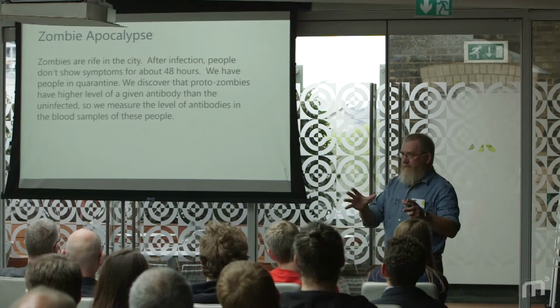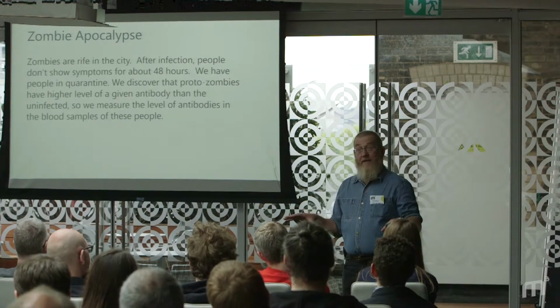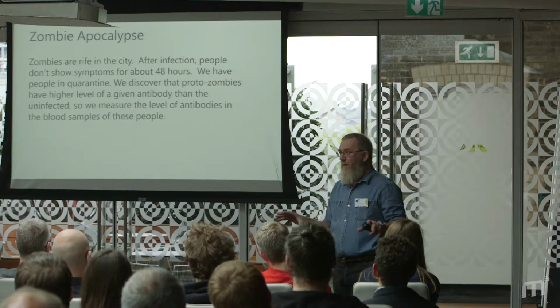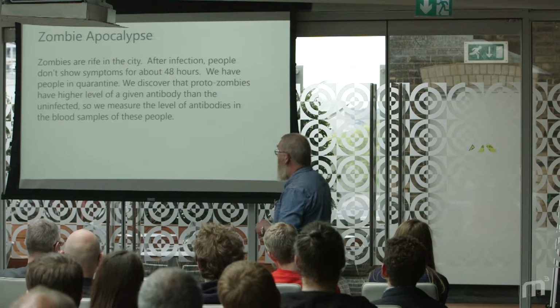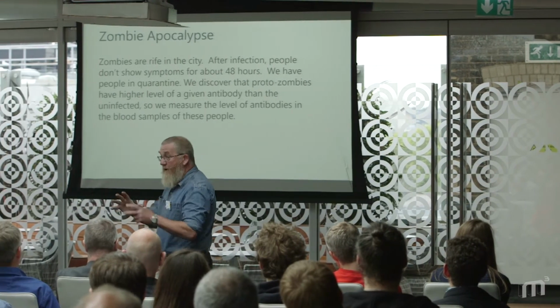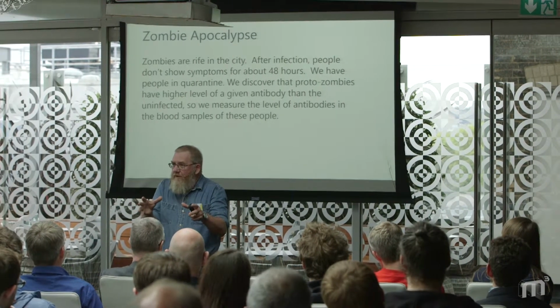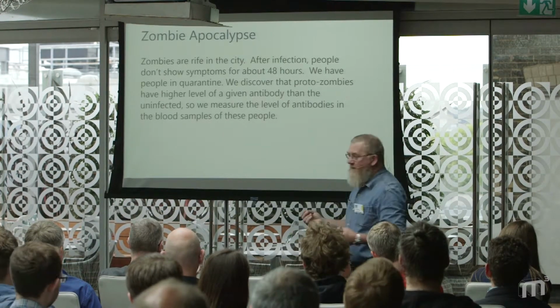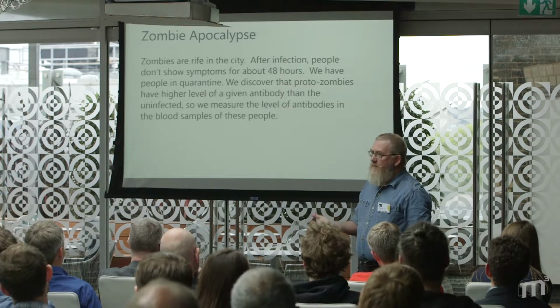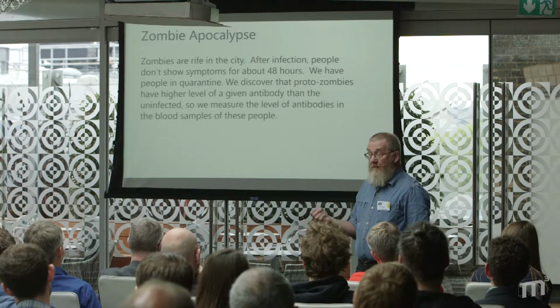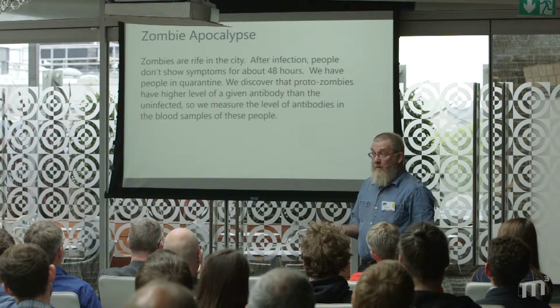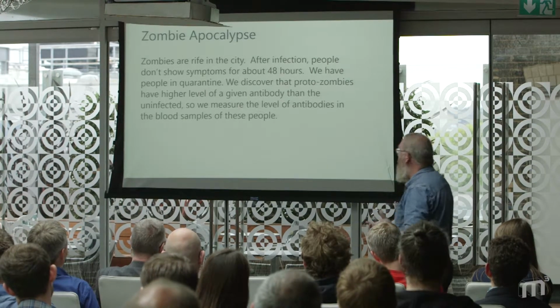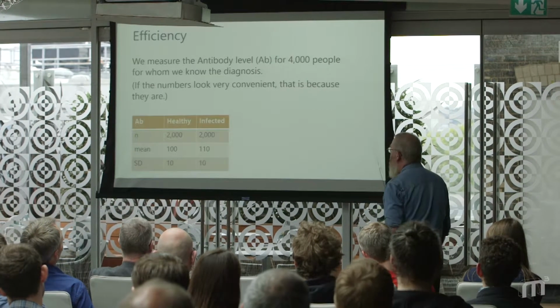So we've got some people. We're all fine, incidentally. We're all okay. Because we've been here for, let's imagine, more than 48 hours. So we've got people, and we think they're infected. We're not sure. So we've got them in a cage, which is nice. And we've done some research work on this, and zombies have a higher antibody level for a particular antibody than normal people. So we're going to try and work out who's infected.